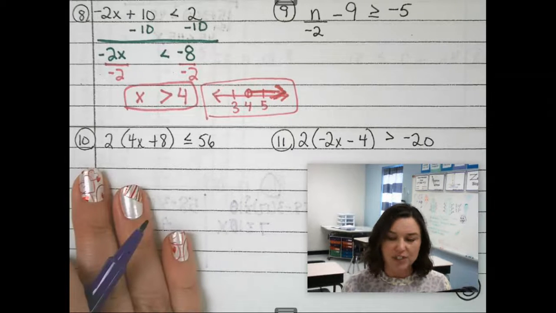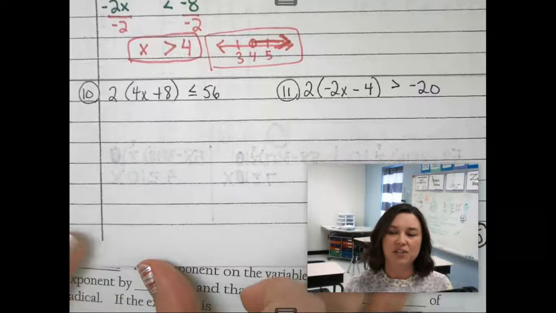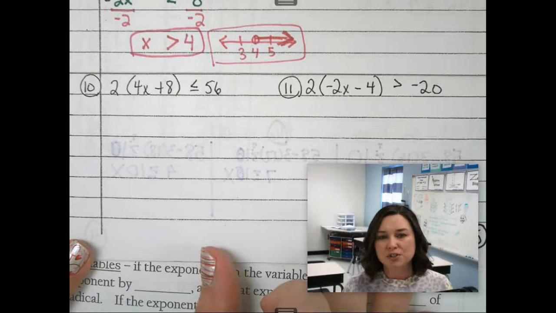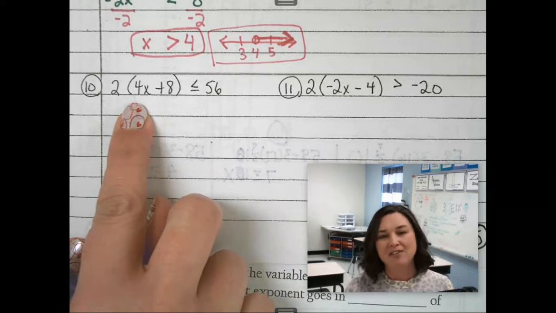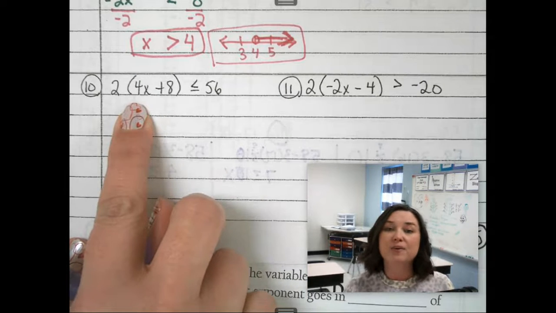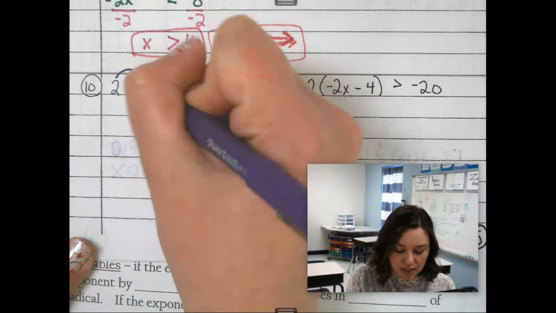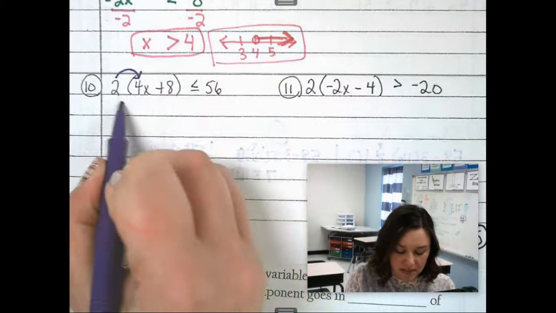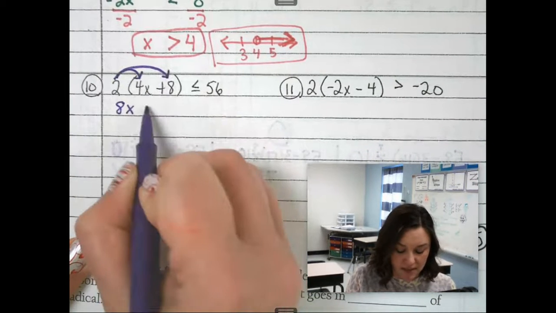So on number 10, this is a multi-step inequality. Well, just like with multi-step equations, the first thing we want to do is simplify both sides. And remember, to be in simplest form, we can't have any parentheses. And so the way we get rid of parentheses is by distributing. So I'm going to distribute this too. So 2 times 4x is 8x, and 2 times 8 is 16.